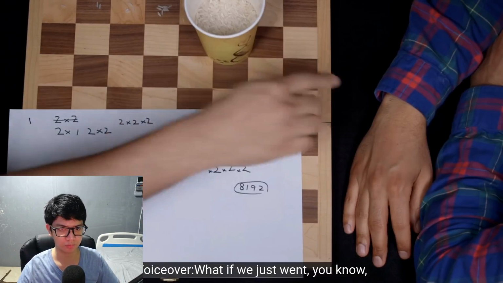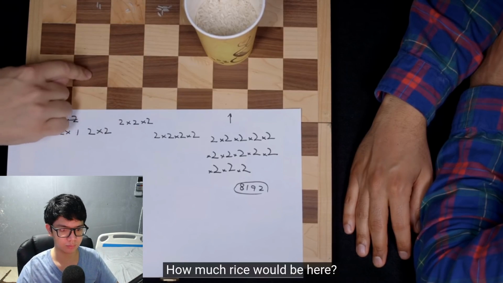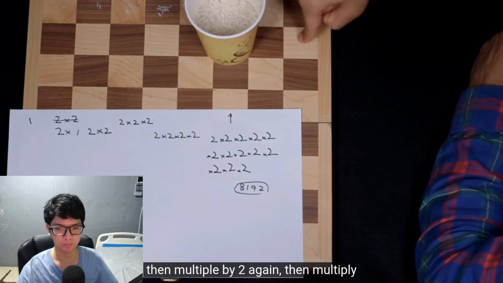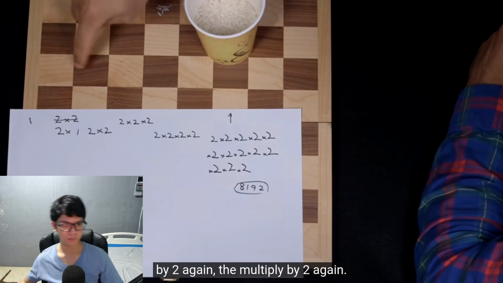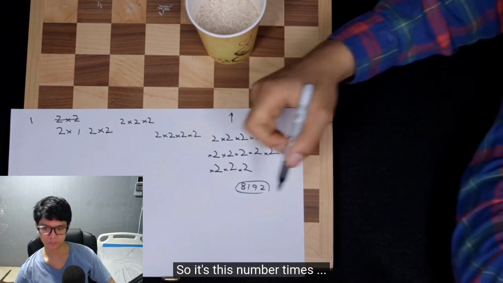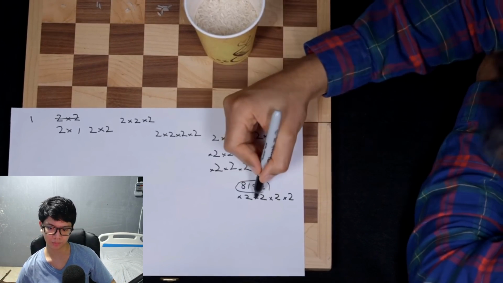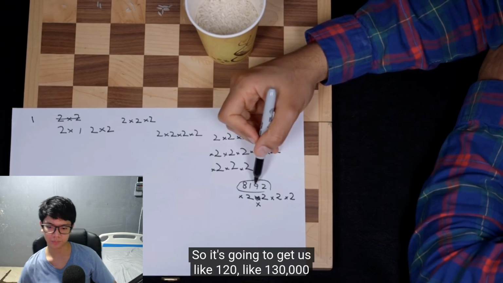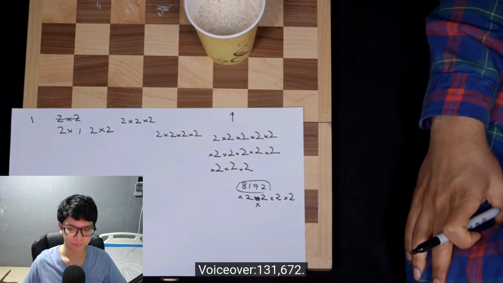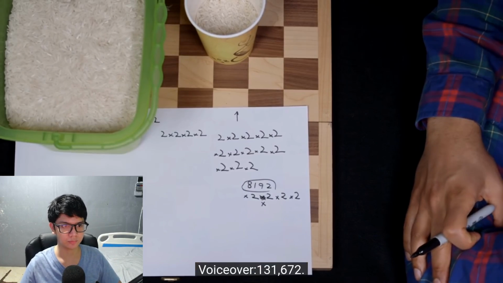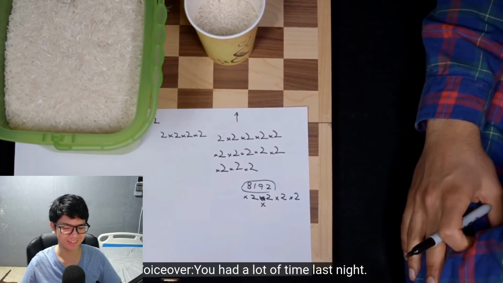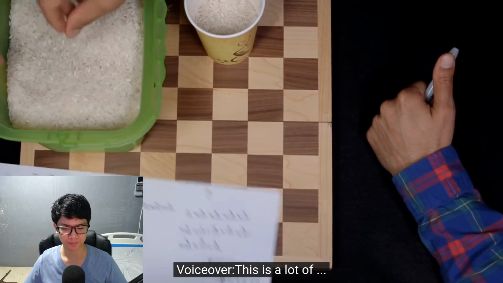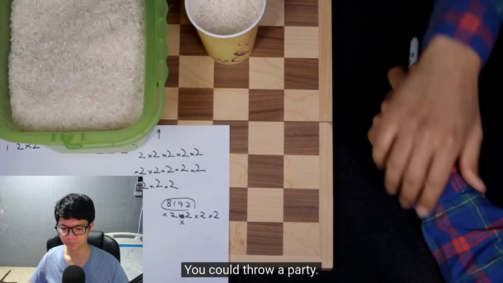What if we went 4 steps ahead, how much rice would be here? We're going to multiply by 2, then by 2 again, then again, then again. So it's this number times 2 times 2 is 4, times 2 is 8, times 2 is 16. That gets us around 130,000. 131,072. We're not even halfway across the board yet. That's a lot of rice. You could throw a party.